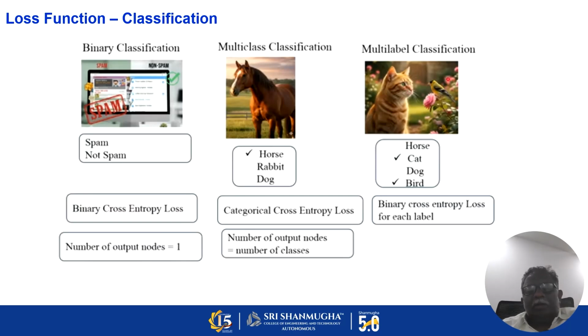If you look at an image, you may have a cat, dog, bird, a horse, and everything. This comes under multi-label classification, where you label many things in the same image. So I can say this is a multi-label classification.